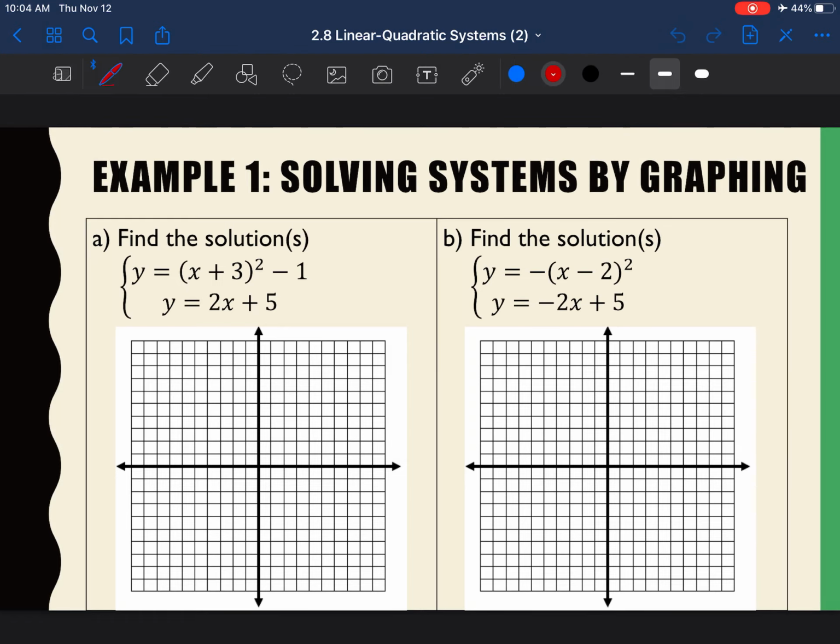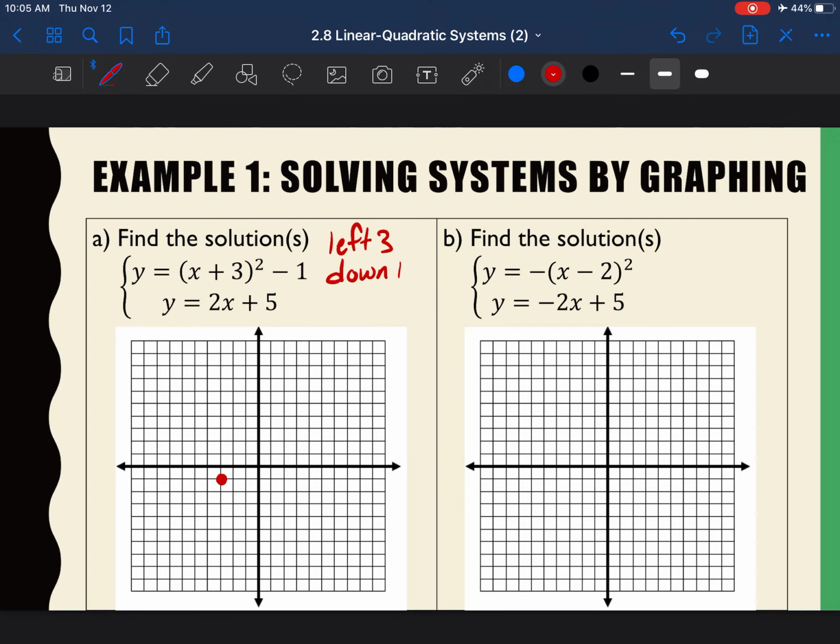So I'll start with the parabola. It's in vertex form. The +3, you should know by now, tells you to go, not to the right 3, to the left 3. So to the left 3. And then the -1 tells you to go down 1. So then the vertex is going to be left 3, down 1 from the origin.